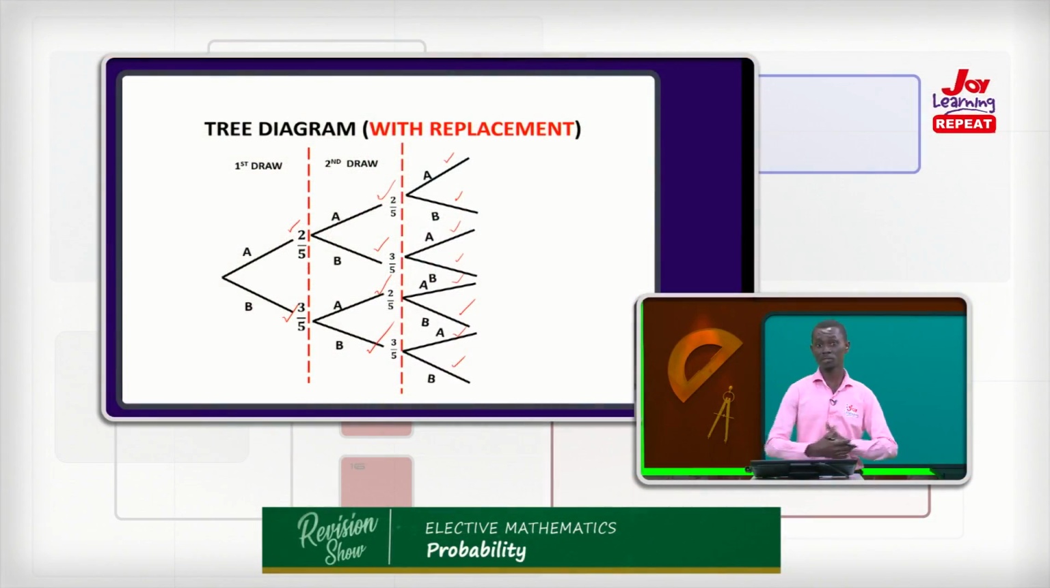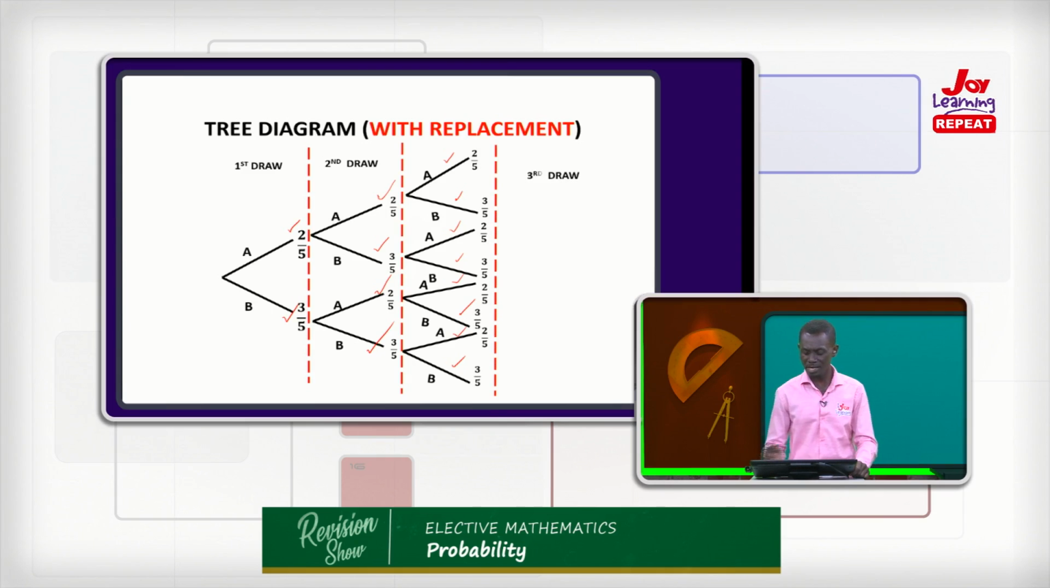For now, I'm dealing with two possibilities, A or B, not A, B, or C. All right, so what would be the outcome? The same thing. And so I have my third draw or third trial. Now, let's read something here, and please watch this. Often students are confused about this, but I'll help you with it.